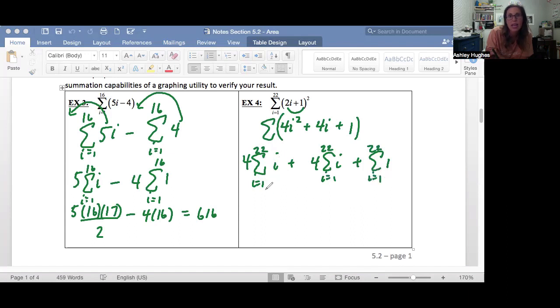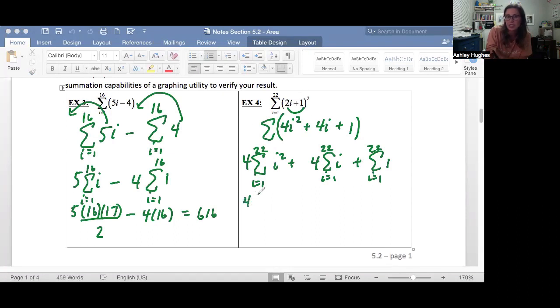So I again is n, this 4 gets multiplied, n is 22, n plus 1 divided by 2. Whoops, oh no, that was I squared. I wrote the wrong thing. Sorry, guys. Gotta be careful when you're copying. I squared has a different formula.